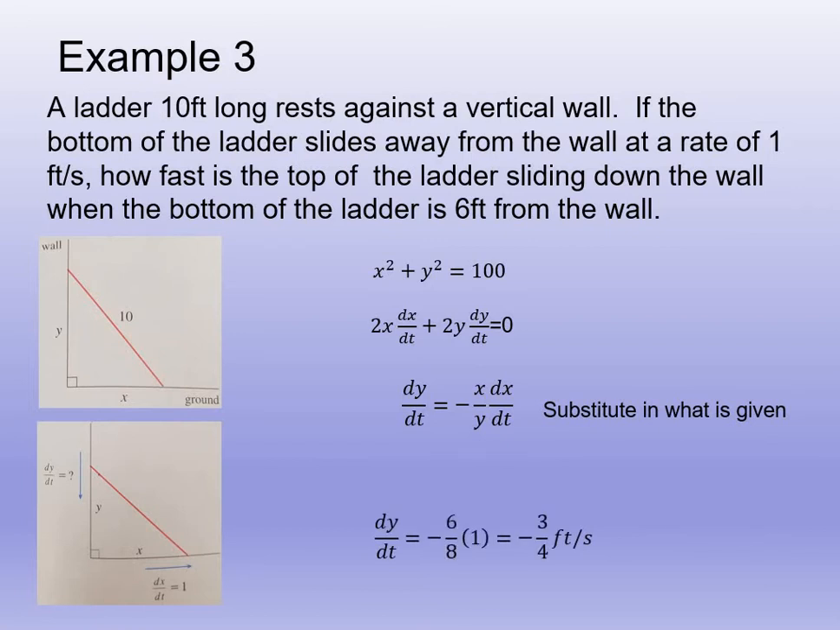Then we have to substitute what is given. And as I said before, we had to find y using the Pythagorean theorem, okay? So you know that x is 6, right? So 6 squared is 36, 100 minus 36 is 64, square root of 64 is 8. So that's where the 8 came from using the Pythagorean theorem. And we know the rate was 1 foot per second as it was going away. So we plug in 6 for x, 8 for y, 1 for dx/dt, and as we simplify it down, we get negative 6/8 feet per second, which reduces to negative 3/4 feet per second.